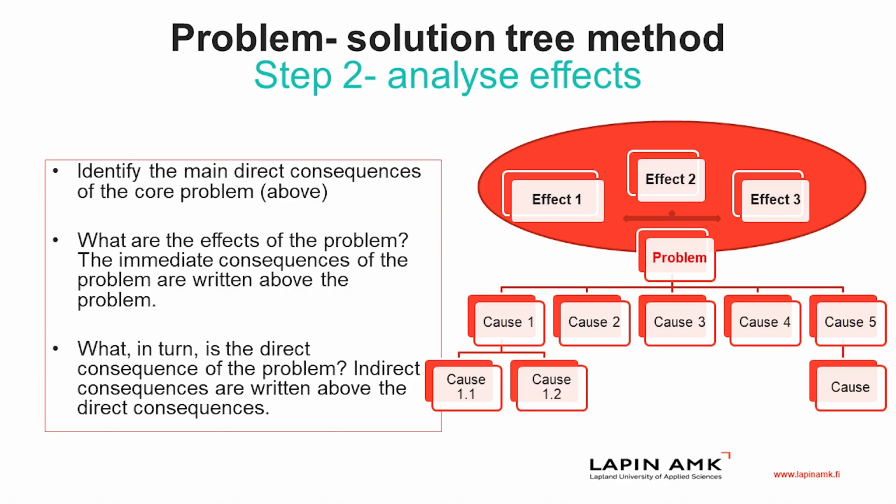The second step is to analyze the impacts or effects of the problem. So you define the main direct consequences of the core problem, and immediate consequences of the problem are typically written above the problem, so that the crown of the tree is about the impacts. As we say, the roots define the fruits.